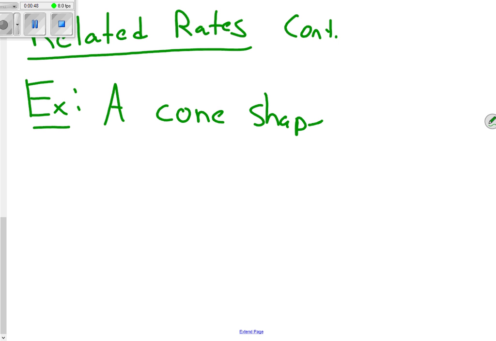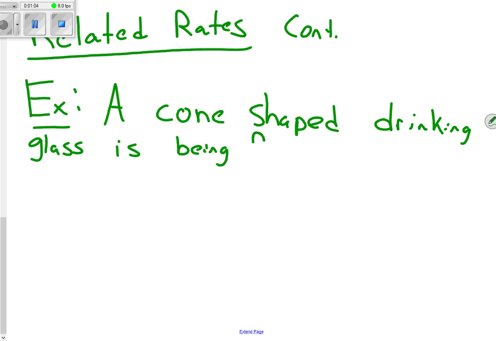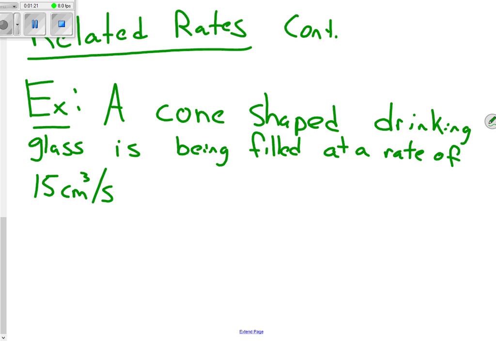A cone-shaped drinking glass is being filled at a rate of 15 centimeters cubed per second. Centimeters cubed, talking about volume. So that's my rate of change of the volume of the cup.